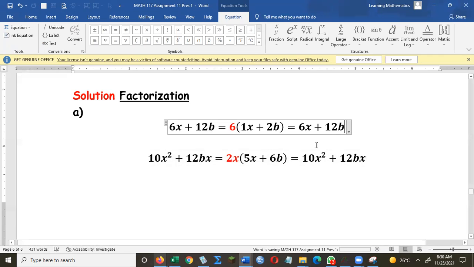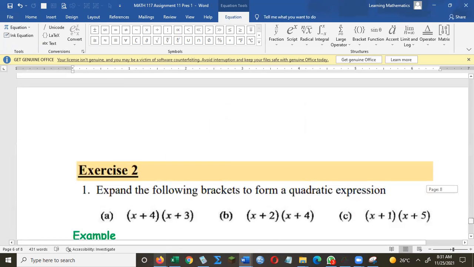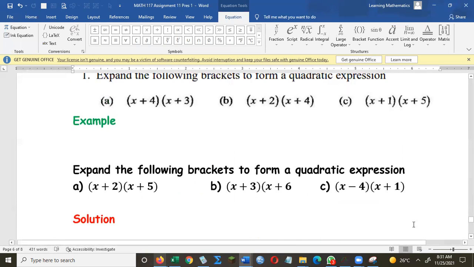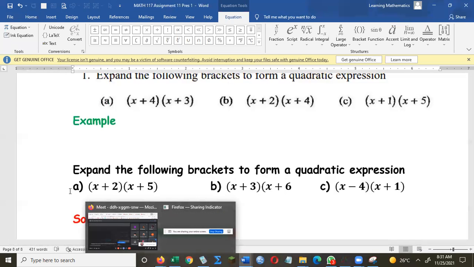So this is what we're going to do today, which is expansion, but expansion now of expressions that look like this. Expanding expressions to form a quadratic expression. Okay, that's what we're going to do today.